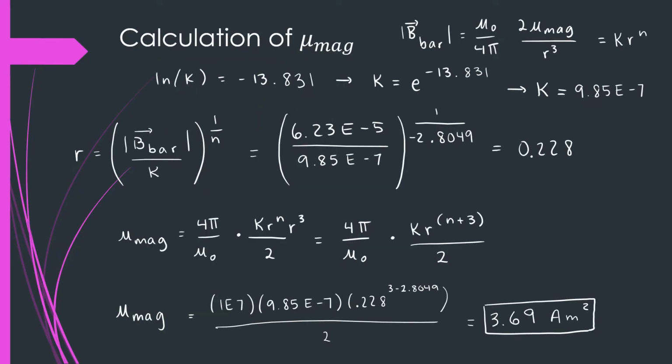Here we have the calculation of the magnetic dipole moment. So I began by calculating k, and then I used that k value as well as the magnitude of the magnetic field from my data, and I used those to find r, and then I used r and n to find the magnetic dipole moment, which ended up being 3.69 amperes times meter squared.